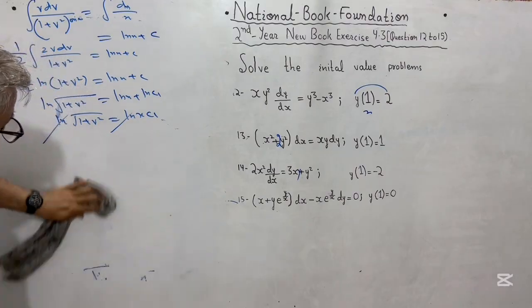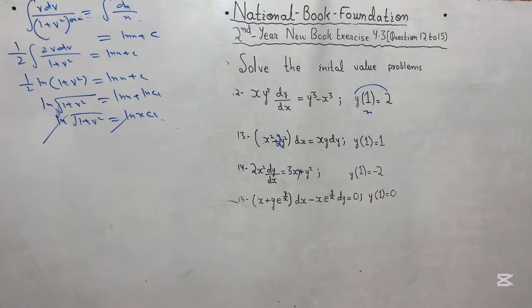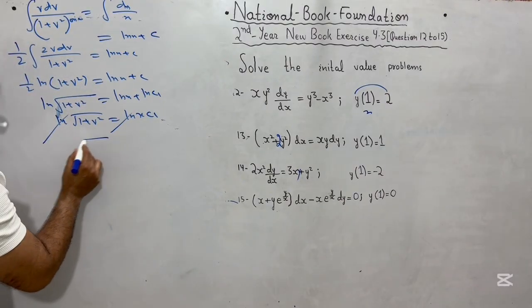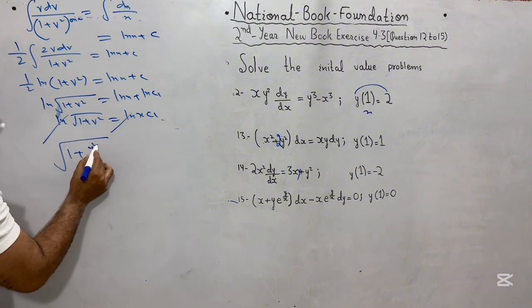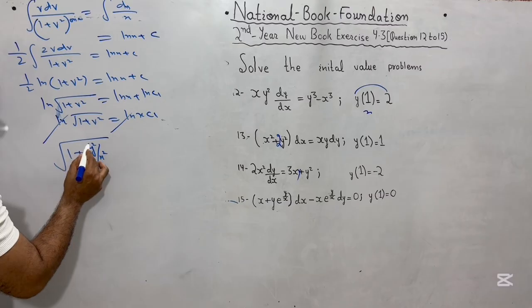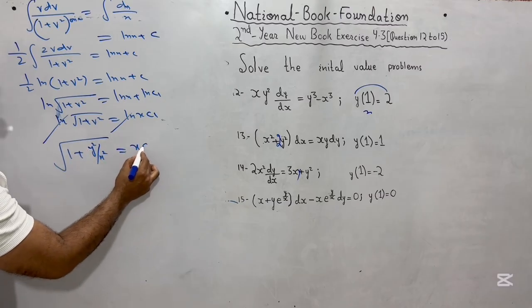Taking e on both sides, we are done. We can easily get rid of ln. We put the value of v, that is y over x. There is 1 plus y square over x square under root is equal to x times c1.